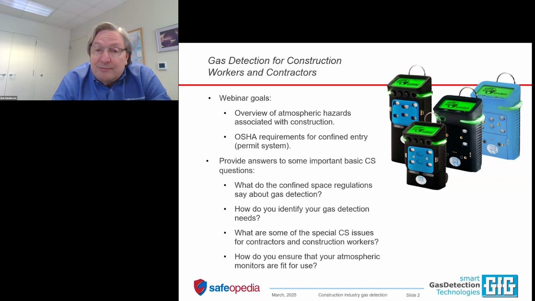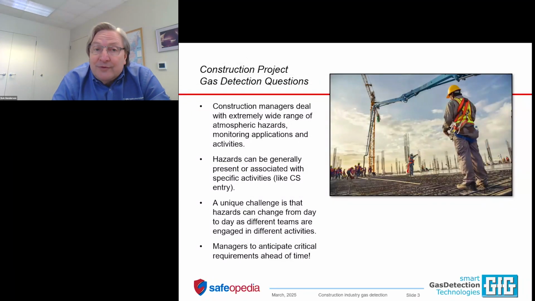So we're looking to provide some answers to some basic confined space questions. What do the regulations say about gas detection? How do you identify your gas detection needs? What are some of the special confined space issues that face contractors and construction workers that are a little bit different from non-construction confined space entry activities? And how do you ensure that your atmospheric monitors are actually fit for purpose, fit for use? So that's a lot of stuff to get through in an hour, but we'll give it a good shot here.